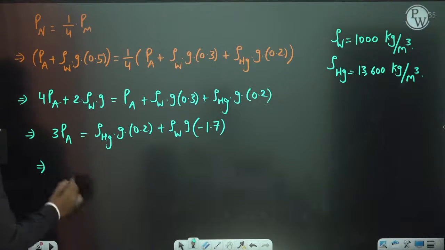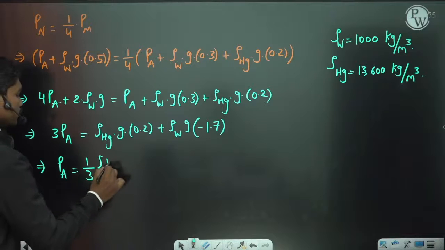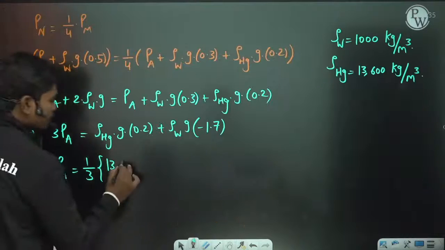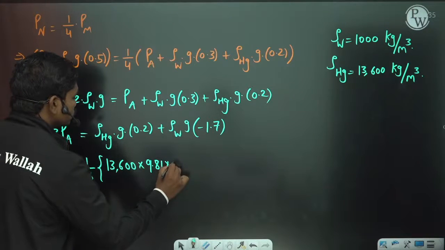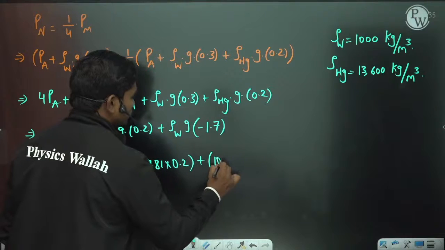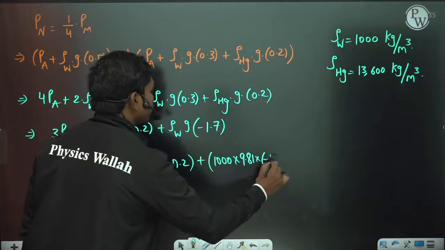So let us substitute the values. So Pa is equal to 1/3 times density of mercury, 13,600. What is the unit they are asking you? Kilopascals. Okay, so first of all let us calculate in pascals, no issue, into 9.81 into 0.2 plus density of water, which is 1000 times g, 9.81, into minus 1.7.